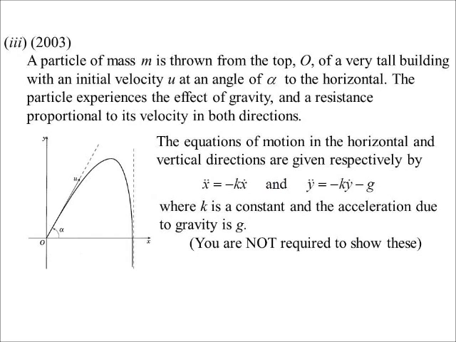Gravity is still there, minus g, but it also has resistance in the opposite direction, so minus k times the velocity. These sort of notes are very important. You are not required to show these, right? They're giving you that information. Be amazed how many people try and prove it. Okay.